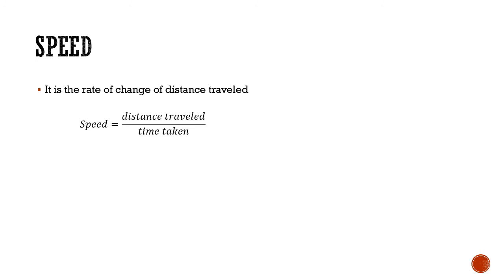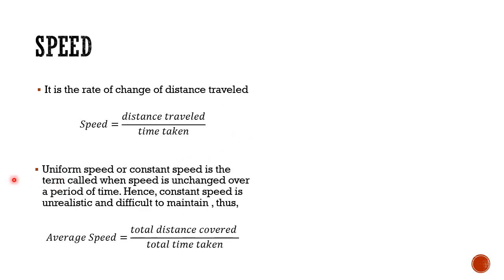Dumako naman tayo sa speed. Yung speed is a good example siya ng rate. It is the rate of change of distance traveled. So, yung speed is equal siya sa distance traveled all over time taken. So, mapapansin nyo sa kanyang formula na yung speed daw is equal siya sa distance, so distance yung unit na nandito, tsaka yung time taken.